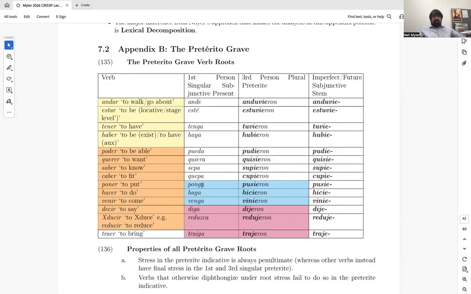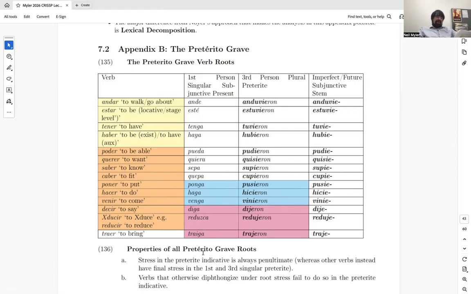So these are the verbs in blue and pink shading in this column. So what you can see here is poner, to put, ponga, first person singular present subjunctive; hacer, to do, haga; venir, that is to come, venga, the relevant first person singular present subjunctive form; decir, diga; reducir, to reduce, reduzca, right? And then traer, to bring, traiga, right?